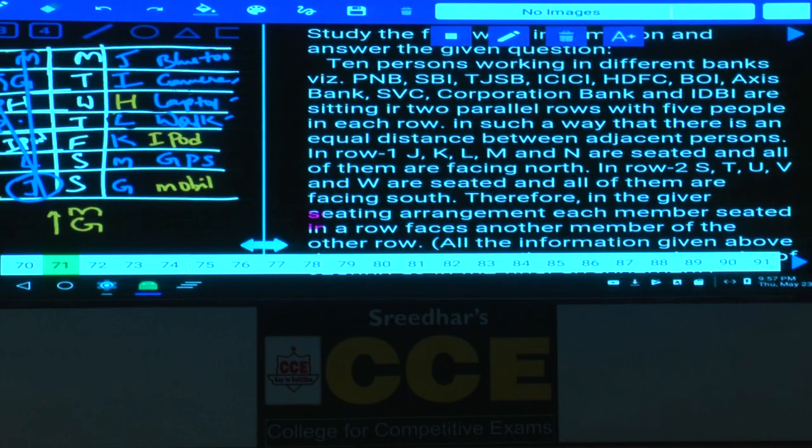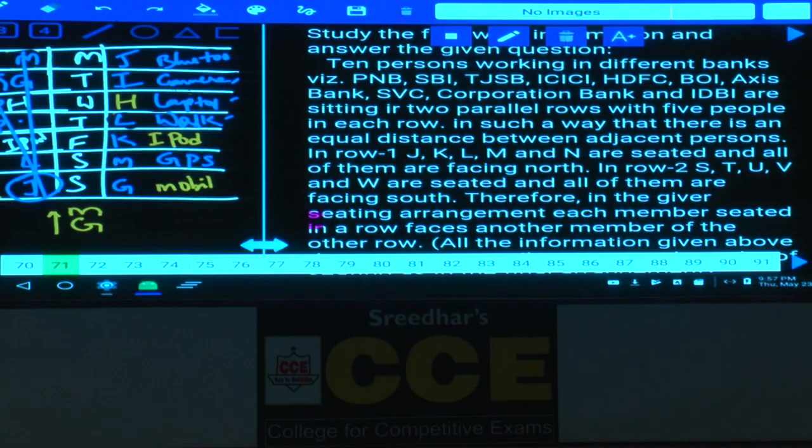Now in questions 71 to 75, what is the information here? 10 persons are working in different banks, like PNB, SBI, and so on, some 10 different banks were given, and they are seated in 2 parallel rows containing 5 people in each row in such a way that there is an equal distance between adjacent persons.